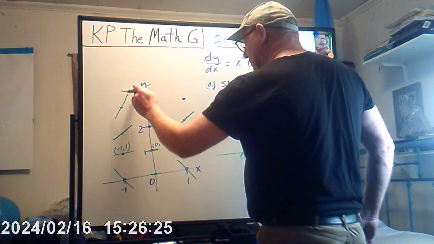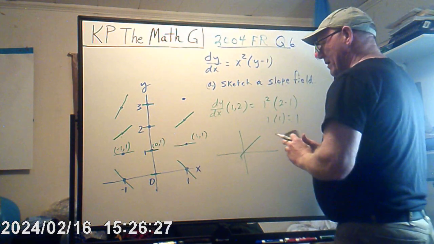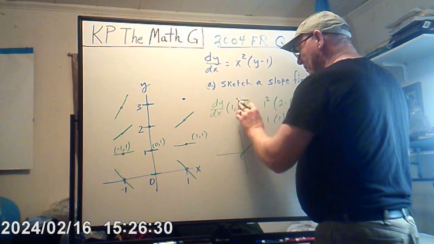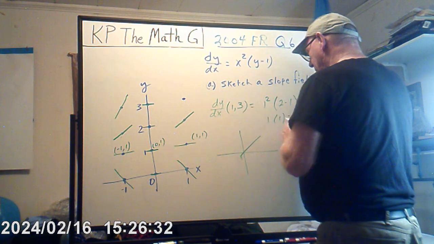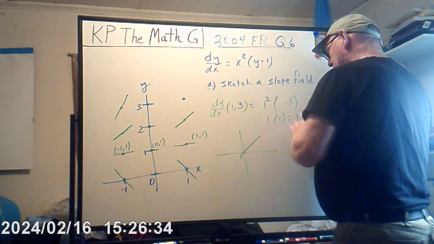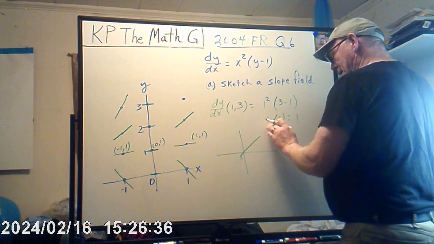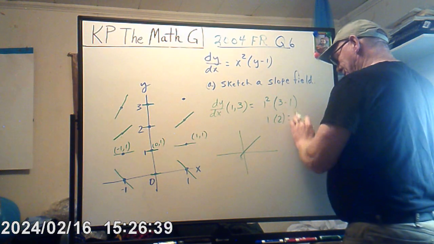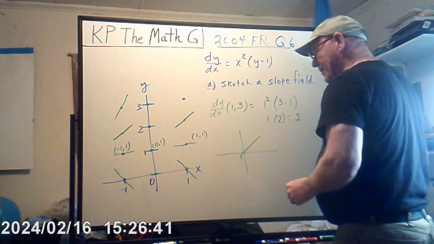Okay, I bet this one's going to be 2. 1 comma 3. All right. So still the same 1 here. Put 3. 3 minus 1 is 2. And there it is right there.